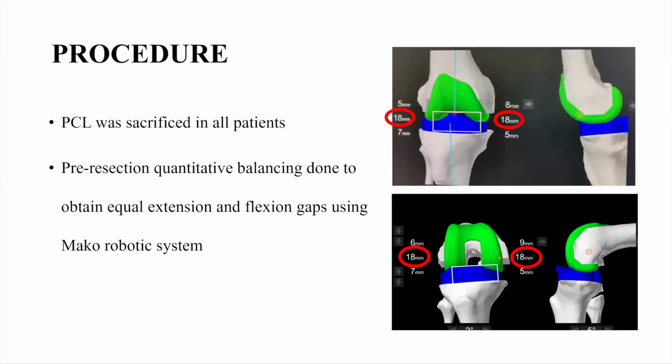The preoperative pre-resection qualitative balancing was done to obtain equal rectangular extension and flexion gaps using the Mako robotic system. So, quantitatively, these knees were balanced. In all these patients, PS femur and tibia components were cemented.